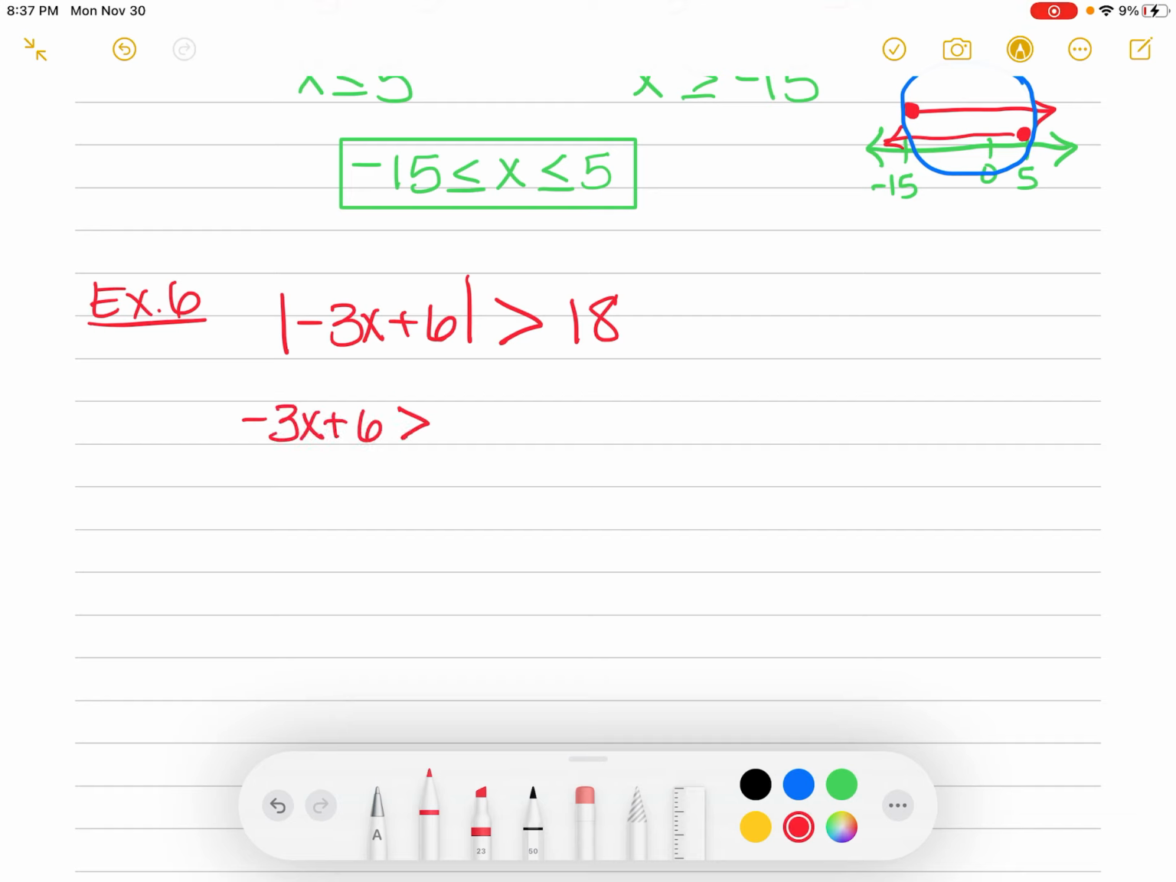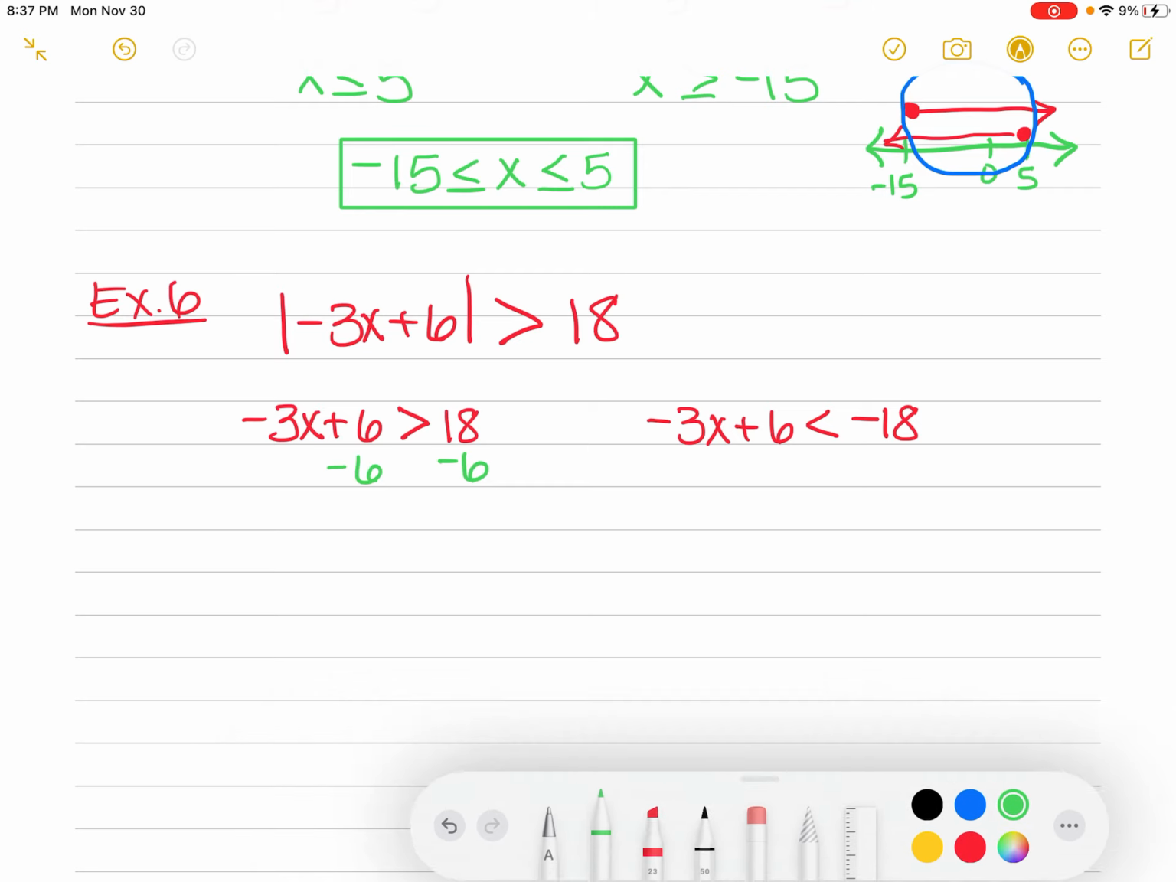We would have negative 3x plus 6 is greater than 18. And we would have negative 3x plus 6 is less than negative 18. So remember, with inequalities, one is positive and one is negative. But on the negative one, we have to flip the sign around. Okay, now I'm going to solve this. So I have 2 steps on each of these. I'll just do them one at a time, though, not to confuse you.